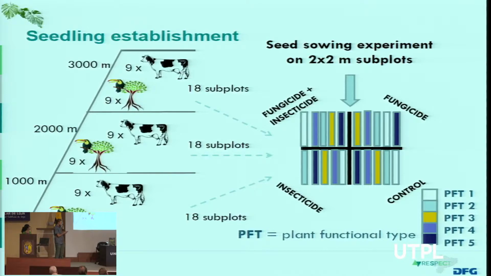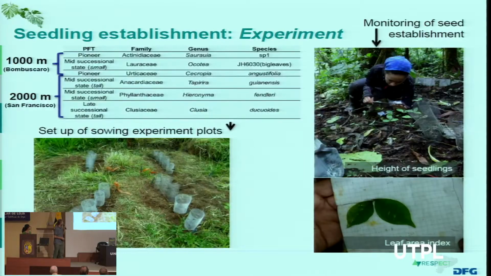The ideal situation is to use 5 PFT species, because every PFT has one species which we have sown. And going to our results, so far we have 2 species at 1,000 meters, which are Saurauia and Ocotea, and 4 species at San Francisco. These are Cecropia, Tapirira, Hieronima, and Clusia.